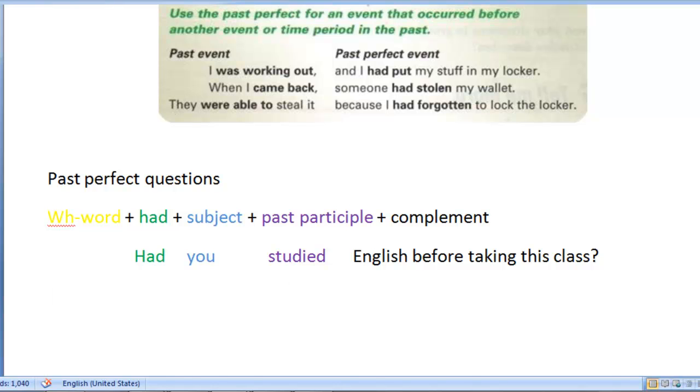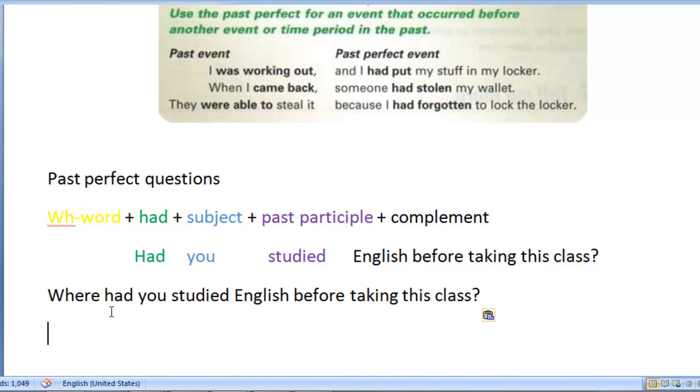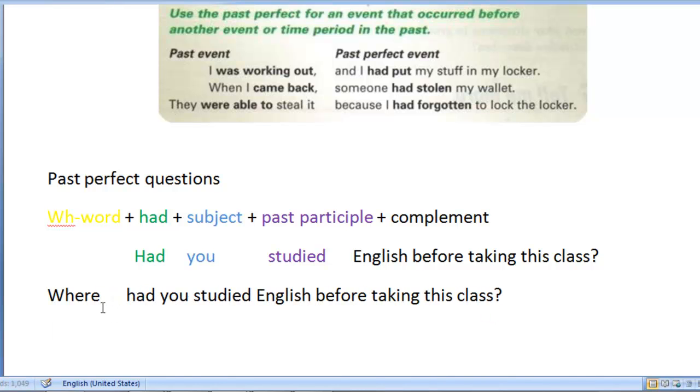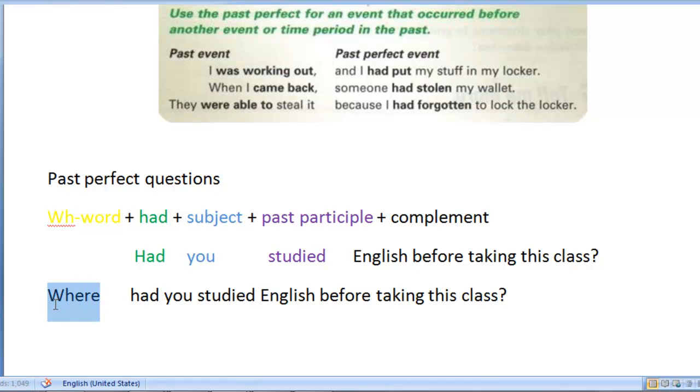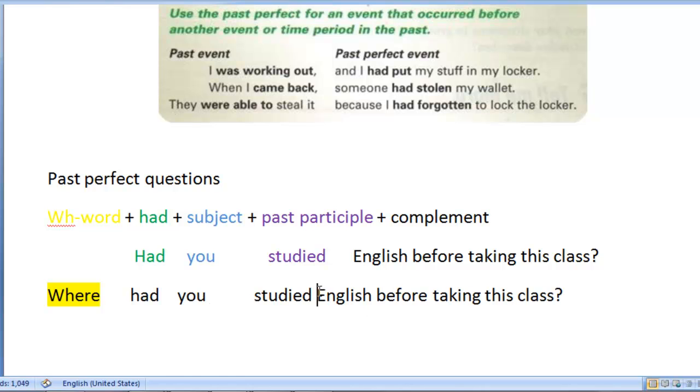Now let me write a WH question. And WH questions, well, what that means is that we're going to include a WH word. And we do that whenever we want more information about a particular topic. The way to do it is almost the same thing, with the only difference that we will include a WH word. As you can see there, we have a WH word there. And then we continue to use the auxiliary had. We include the subject, the past participle of the verb, and then whatever complement exists. So the question is, where had you studied English before taking this class?